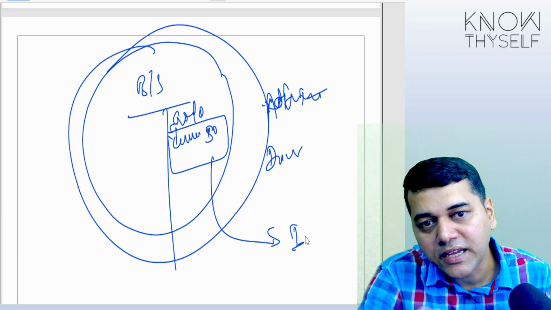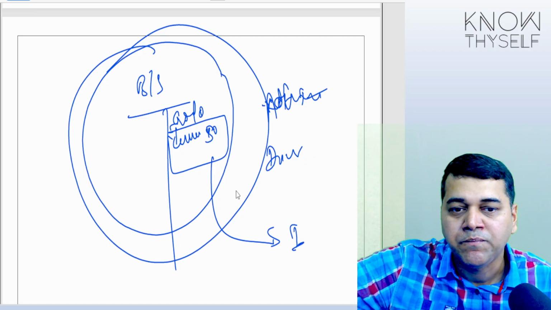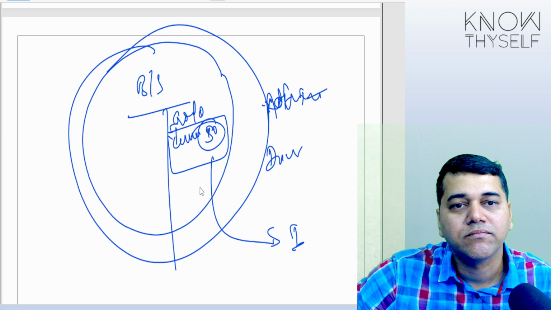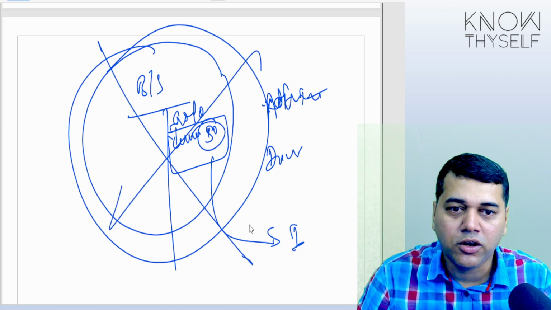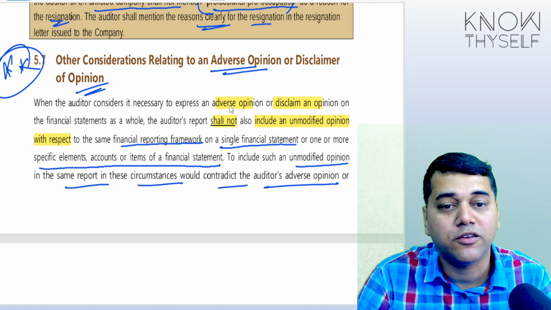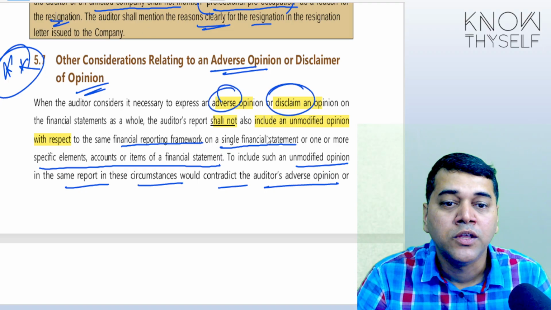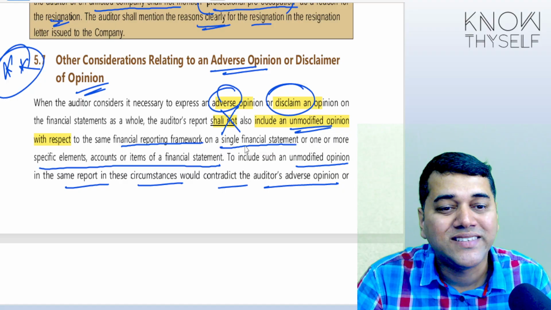Why? Because I will keep this inventory, I will show this annual report with the auditor's report to the banker, and will take a loan on this inventory. Now, can you give such a report? The answer is a big no, because if you have expressed the opinion on the financial statement as a whole that it is adverse or disclaimer, you are not supposed to give an unmodified opinion on a single financial statement.